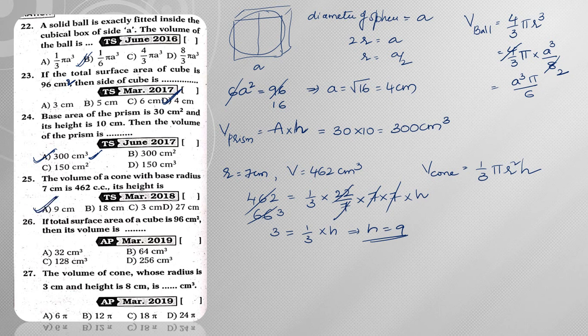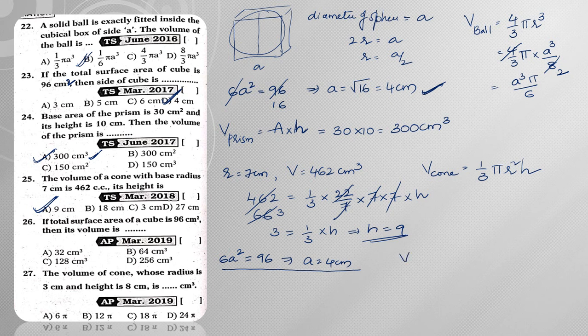Next, if the total surface area of a cube is 96 centimeters square, then its volume is? Already this question is repeated, right? What is the total surface area of a cube? It is 6a square, which is equal to 96 centimeter square. So 6 in 96 cancels. Already we have done this, so directly can I write a is equal to 4 centimeters? Yes, the same thing, a is equal to 4 centimeters.